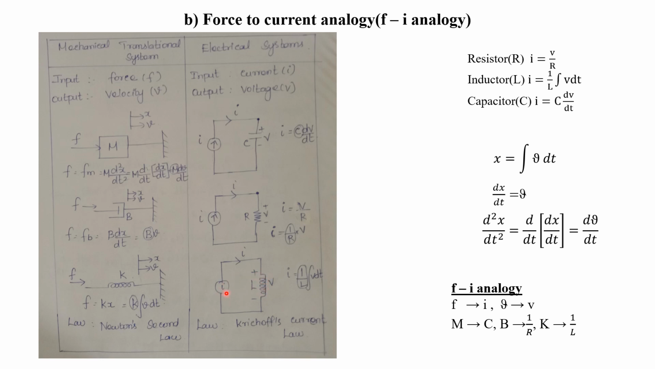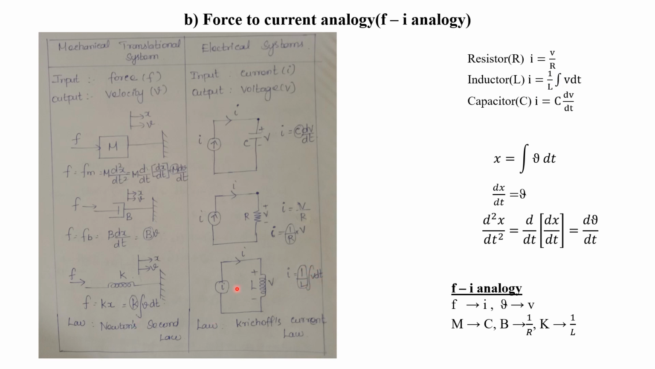Here we are applying an input current I. Due to the current, there will be a voltage drop across the inductor. Now at this node, we are going to apply Kirchhoff's current law. Incoming current is this I. Outgoing current is the current flowing through the inductor. So incoming current I will be equal to, what's the current flowing through the inductor? Listen here, I is equal to 1 by L into integral V dt. This is a formula. Understood?